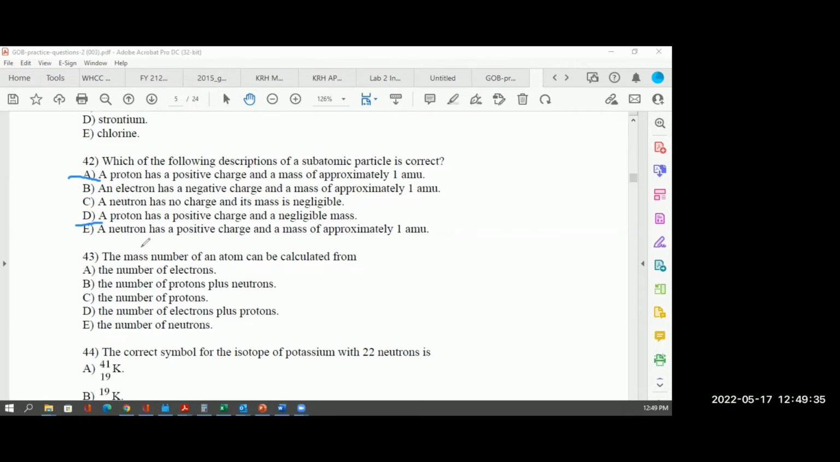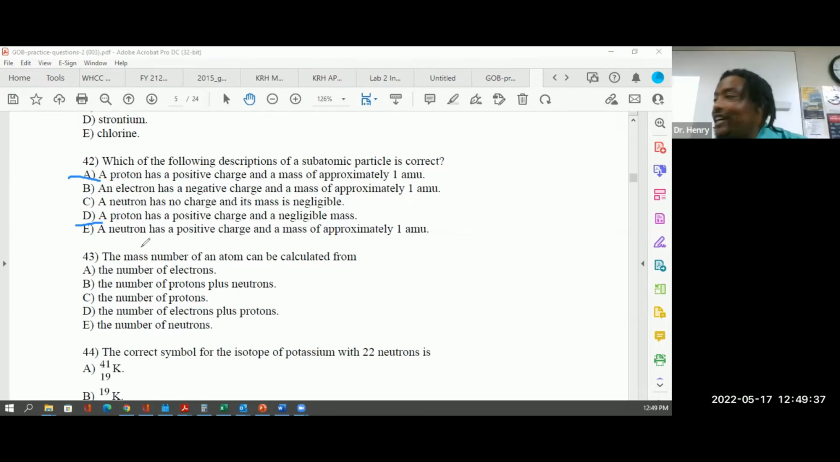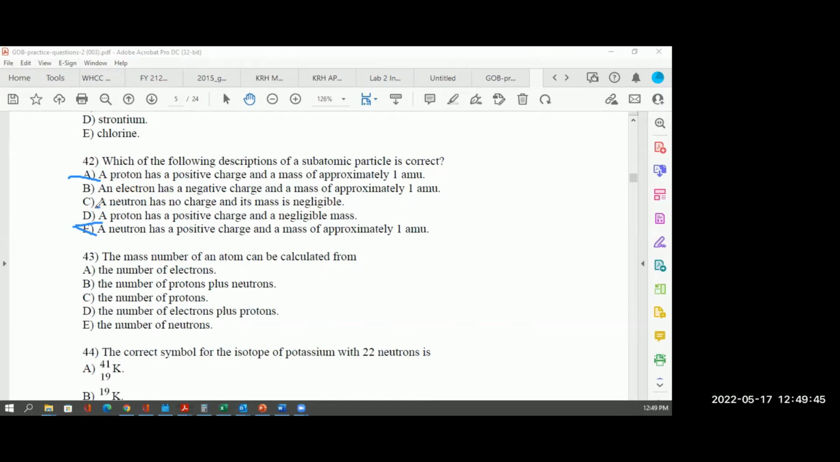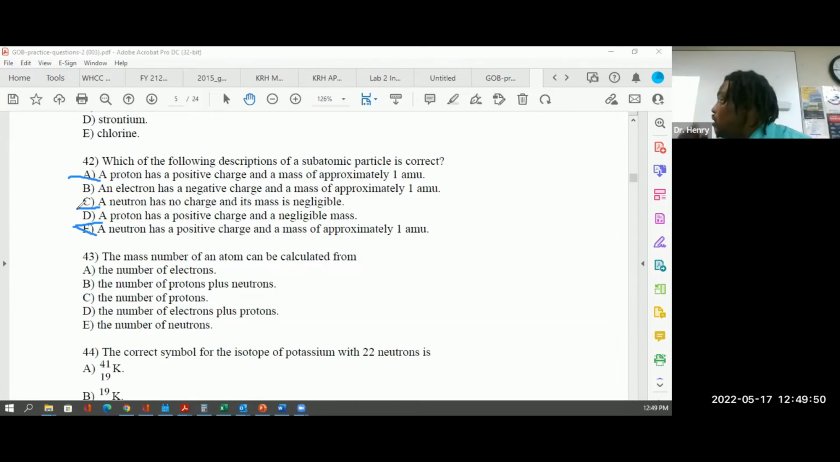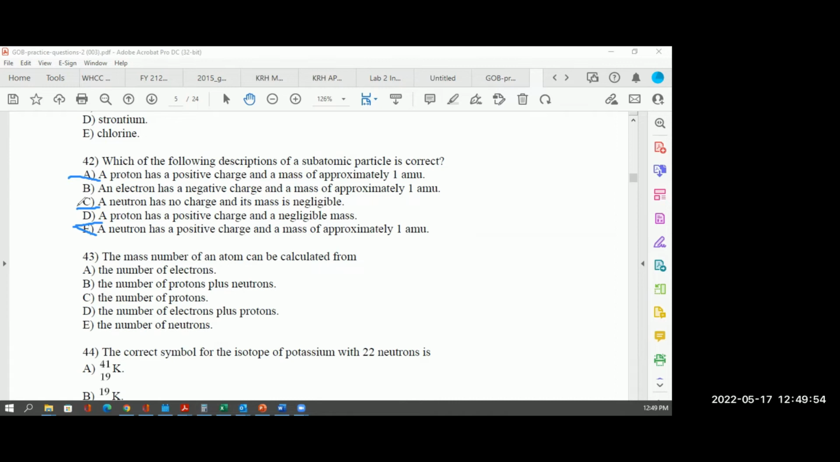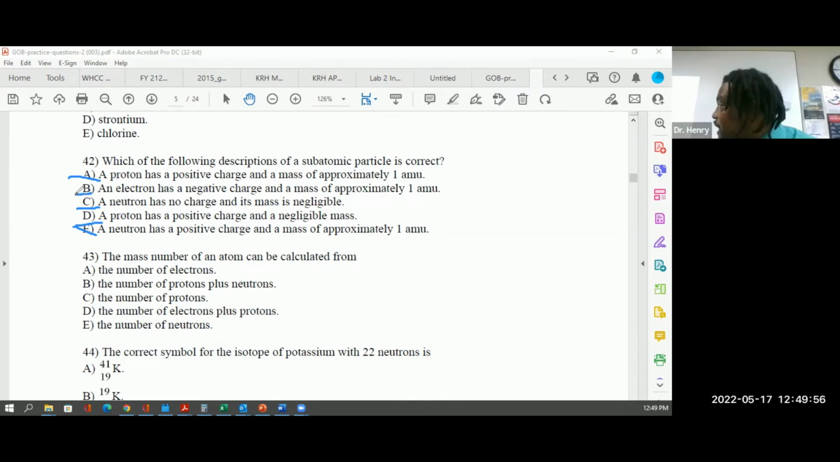Does it even have one? It doesn't have a charge. That's right. Neutral. So we know that E is wrong, right? And then we also know that, well, possibly C is wrong. So now, what's the charge of an electron? Negative. So we have a possibility of B being correct, right? Okay, so we can get rid of just E so far.